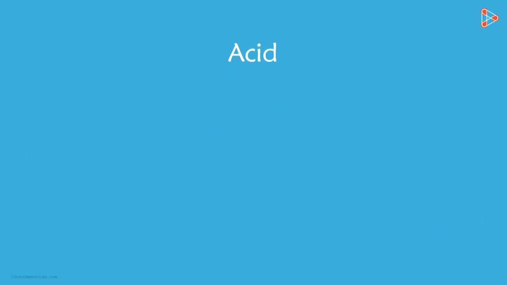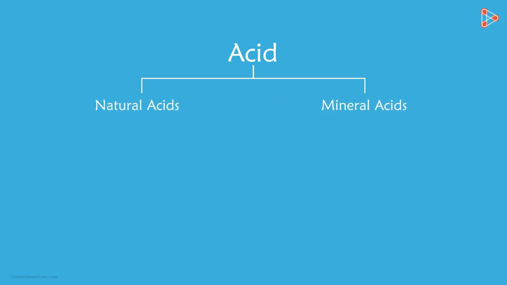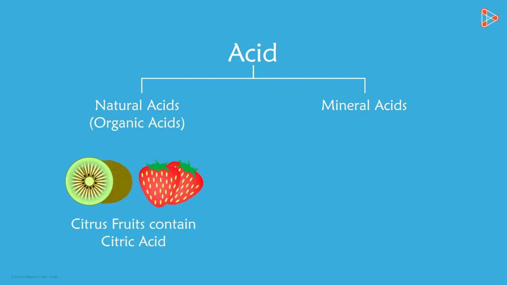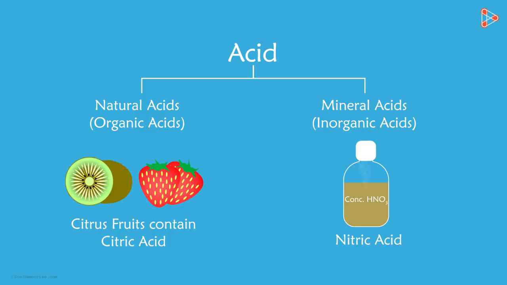Based on their occurrence, they are divided into two types: natural acids and mineral acids. As the name suggests, natural acids are obtained from natural sources. They're also called organic acids. Citric acid, which we get from citrus fruits, is an organic acid. Mineral acids, on the other hand, are acids that are prepared using minerals. They are also known as man-made acids or inorganic acids. Nitric acid is an example of a mineral acid.